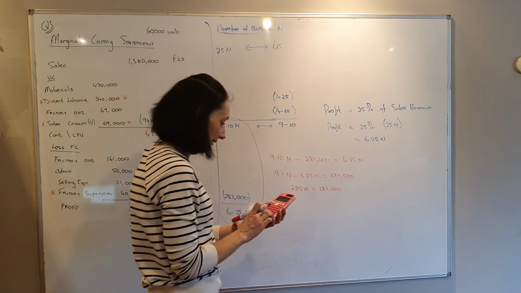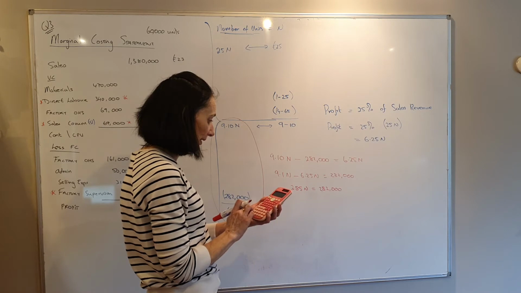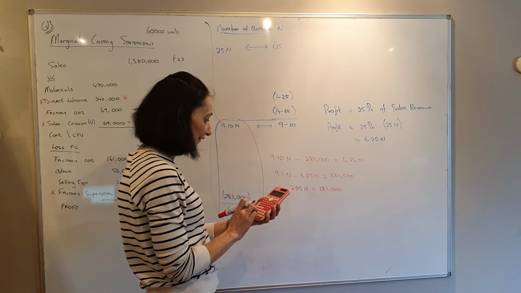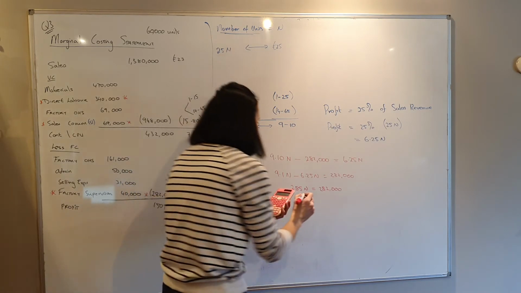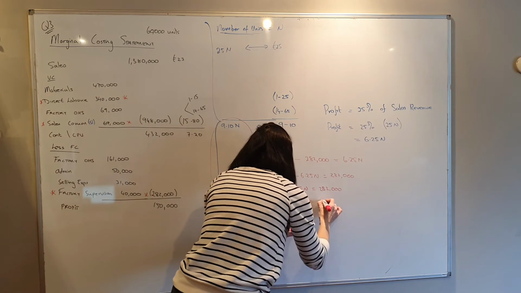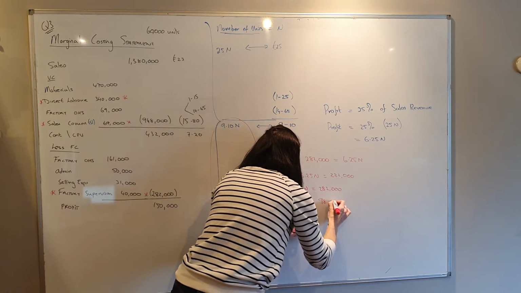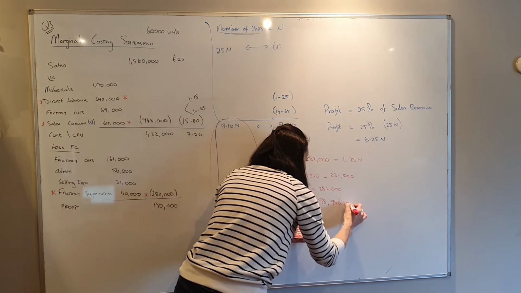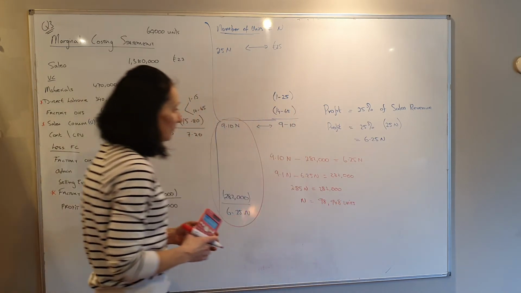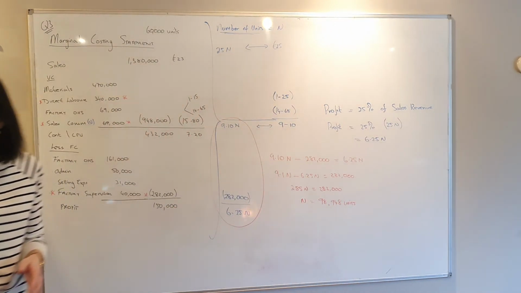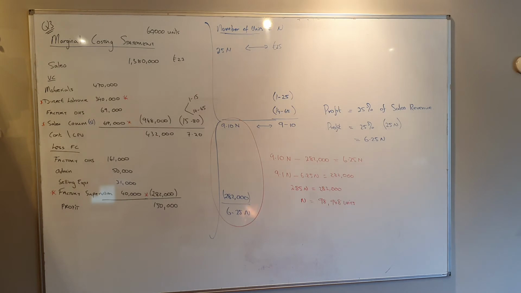You want N, so you divide 282,000 by 2.85. Now remember, you're rounding up here. So it's 98,948 units. Okay, and that's the last part there. Now the other part is a theory question, so I'll do that for you in a minute.